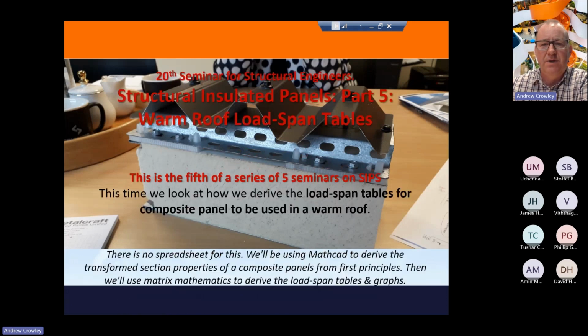And so today we're going to look at load span tables for a composite panel to be used in a warm roof. So there's no spreadsheet for this. We'll be just using Mathcad to derive the transform section properties of a composite panel from first principles. Then we'll use matrix mathematics to derive the load span tables and the graphs.